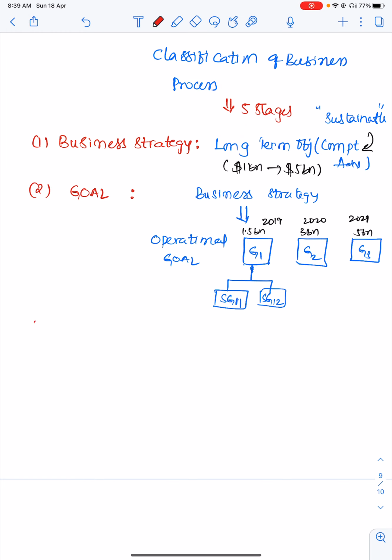Third stage is, this third and fourth are important because we have a question: what is the difference between organizational business process versus operational business process? Next one is organizational business process.